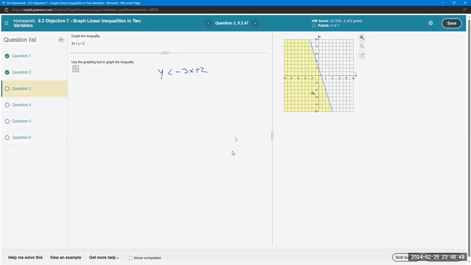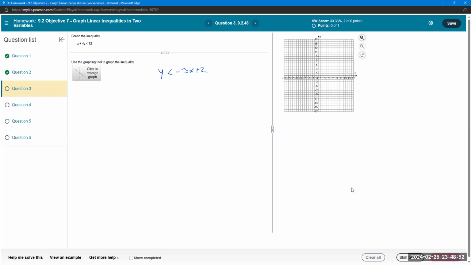Let's see if I get a good one to use my intercepts with. This is a good one to use my intercepts with. So the reason this is a good one to use for just my intercepts is because 12 is divisible by both 4 and 1. So if I let x be 0, y is going to be 3. If I let y be 0, x is going to be 12. And I can get all the way out there to 12. And this line is going to be a broken line, or dashed line, however you want to say it.